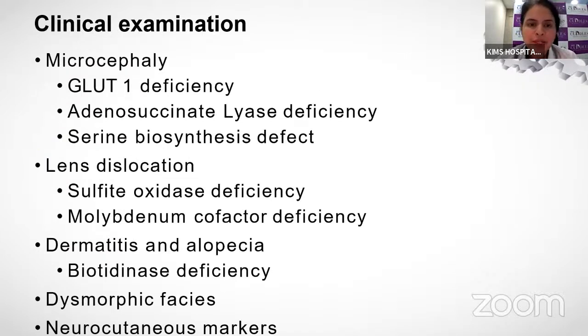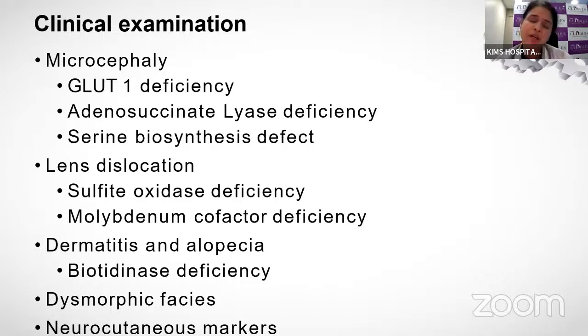When it comes to the clinical examination, there could be some important clues that may arise from the examination of the baby. So one would start by looking at the head size, the head circumference, as well as any abnormalities in the shape of the head.